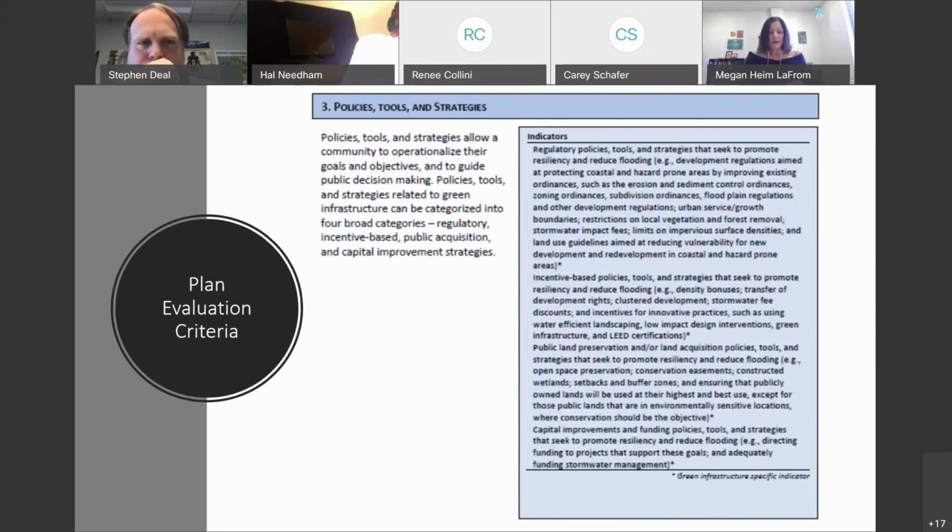Policies, tools, and strategies allow communities to operationalize their goals and objectives and then to guide decision making. So policies, tools, and strategies related to green infrastructure can be categorized into 4 broad categories: regulatory, incentive-based, public acquisition, and capital improvement strategies. Examples are provided here on this slide, albeit in pretty small font to get them all on there.